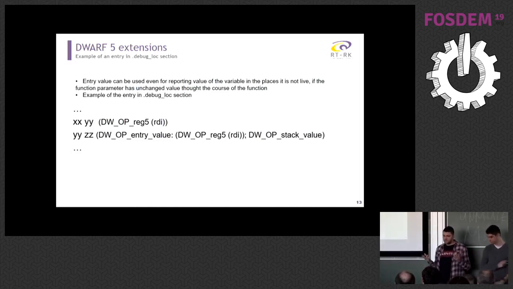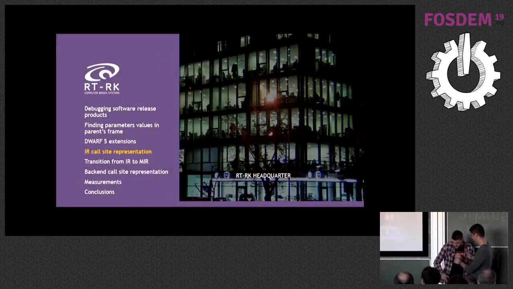So if the parameter has an untouched, unchanged value through the course of the function, we can use this entry value for describing the actual value of that parameter at the places where it has no location information at all. Let's imagine that a parameter has its scope from address X to address Z. But from X to some address epsilon, it has location information. For the rest of its scope, we generate an additional DW_OP_entry_value for describing the rest of the scope. So yeah, now Nikola will continue with implementation details.